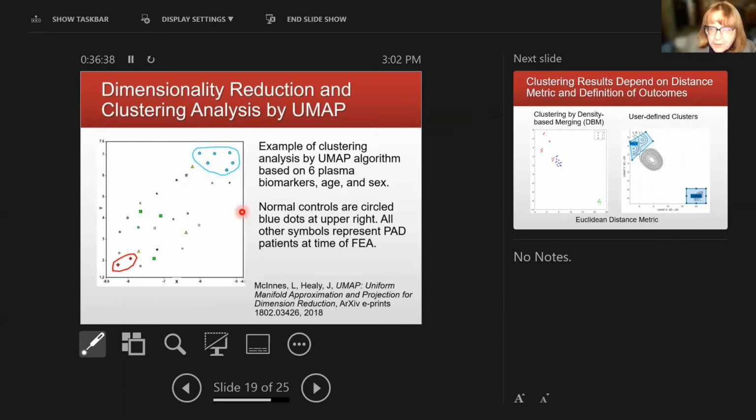This is a UMAP analysis using 6 of the plasma biomarkers, age and sex as variables. And we see a clear separation for our control patients, but the peripheral arterial disease patients are kind of all over the place. These 2 in the lower left are 2 that we knew had adverse outcomes at the time that I did this analysis.